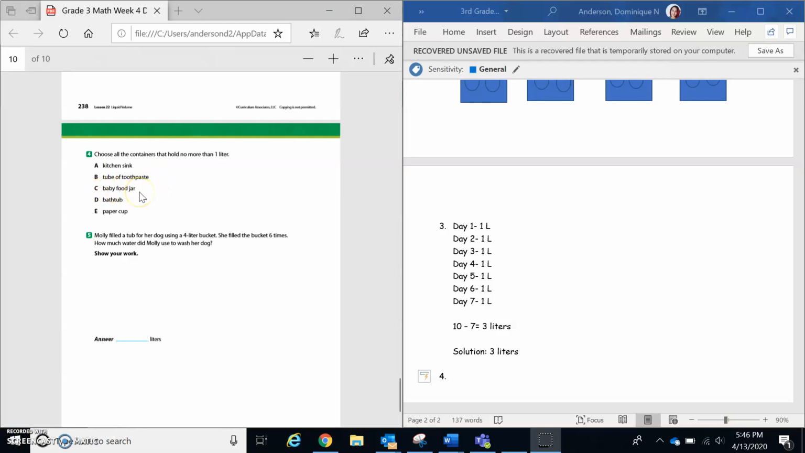Baby food jar, remember baby food jars are pretty small, so that would be about a liter. A bathtub. If you think about it, a bathtub holds a whole lot of water, so that would not be a good answer. Paper cup, yes, would hold no more than a liter. So your choices will be B, C, and E.